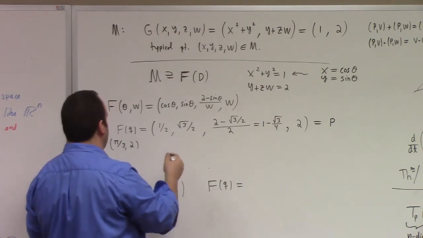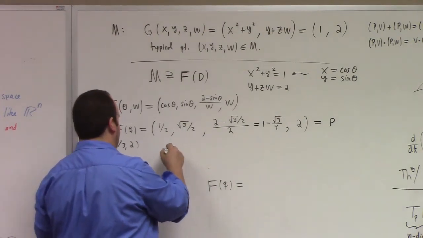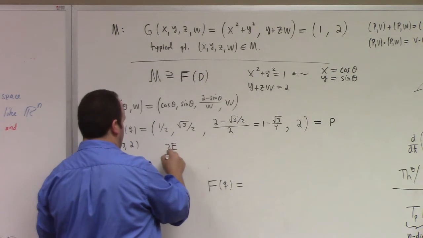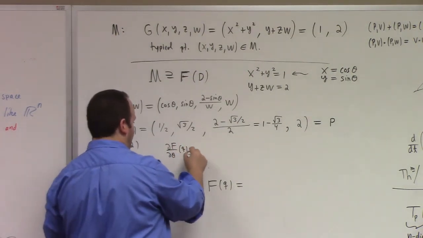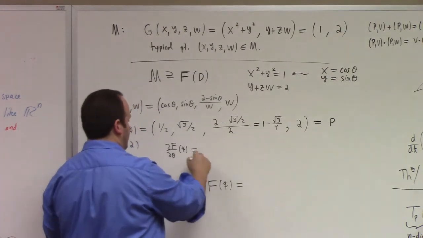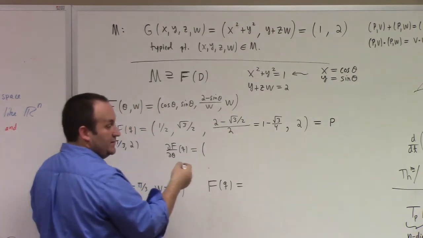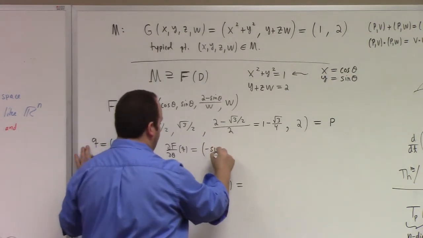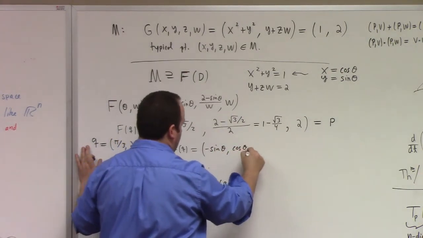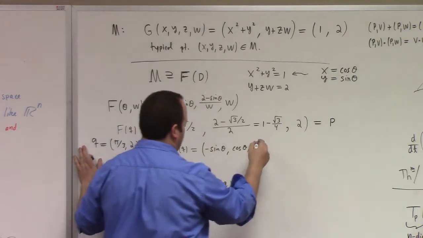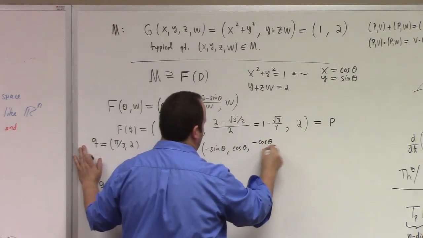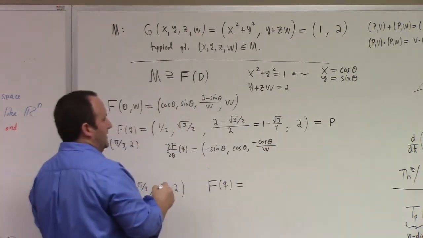I'm out of board space. So we should calculate partial f, partial theta, and then plug in the point q. I won't plug in q just yet. Partial f, partial theta is minus sine theta, cosine theta, minus cosine theta over w, right? And 0.